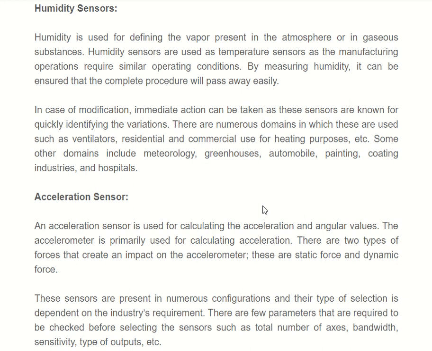Now there are a few parameters that are required to be checked before selecting a sensor, like total number of axes, bandwidth, sensitivity, type of outputs, etc.